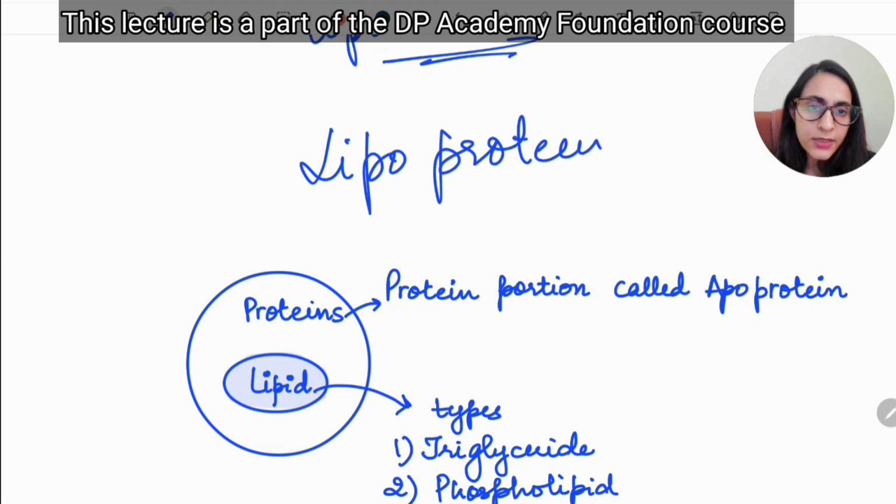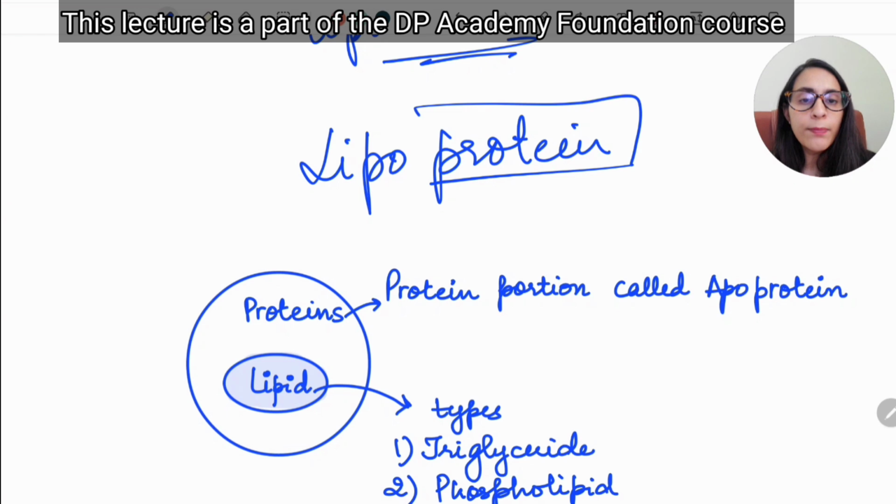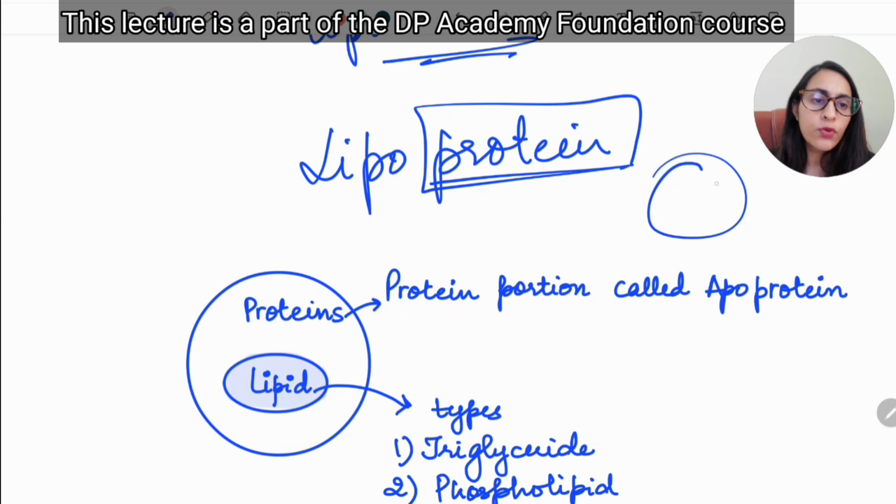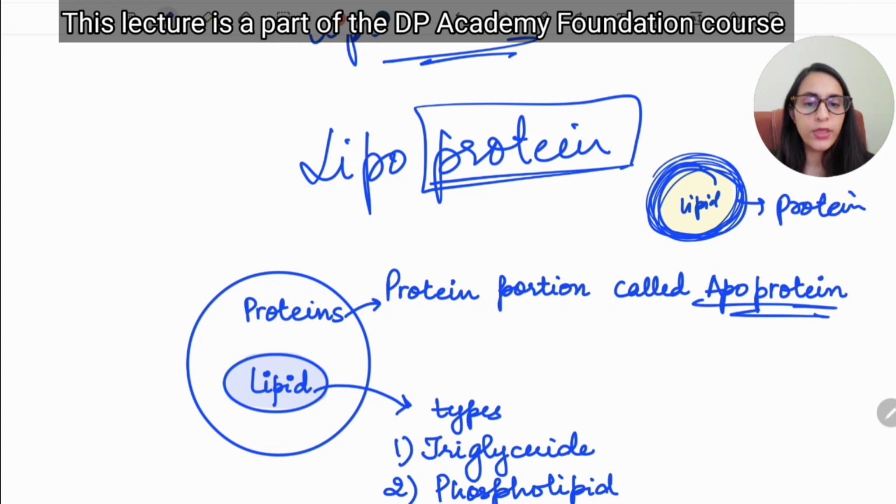So these lipids are attached to a protein part, and therefore the outer covering contains protein and the inside core contains lipid, and that is how a lipid can be transported. So inside is the lipid part, outside we have a protein part, and this protein part is known as apoprotein.